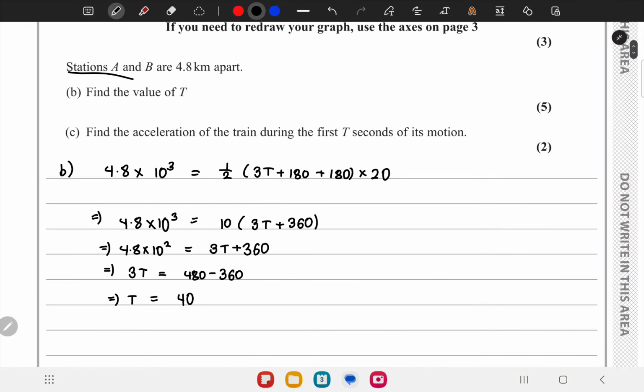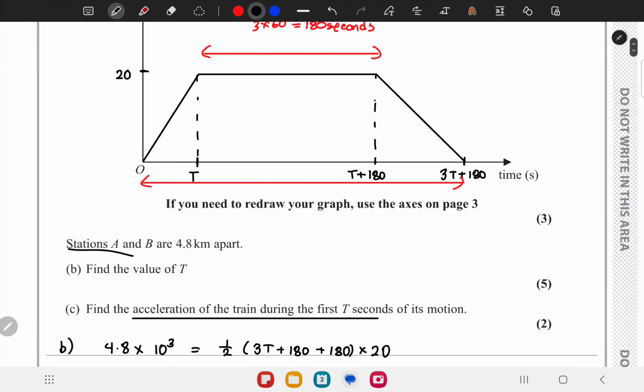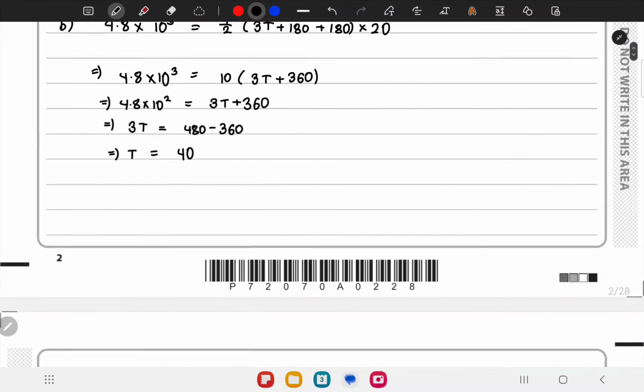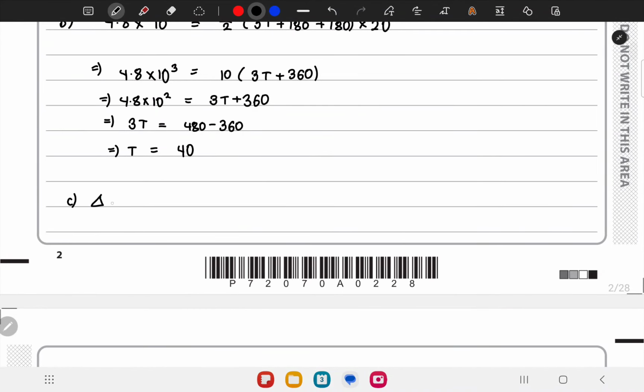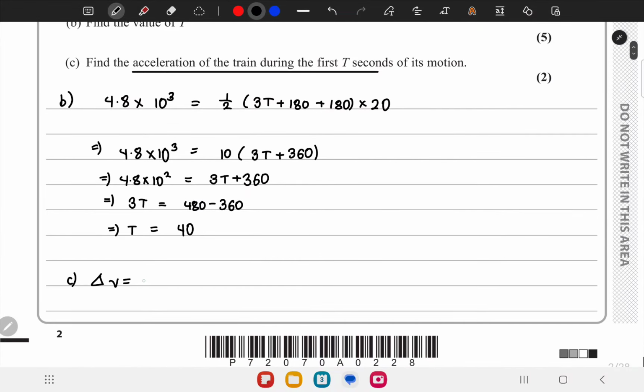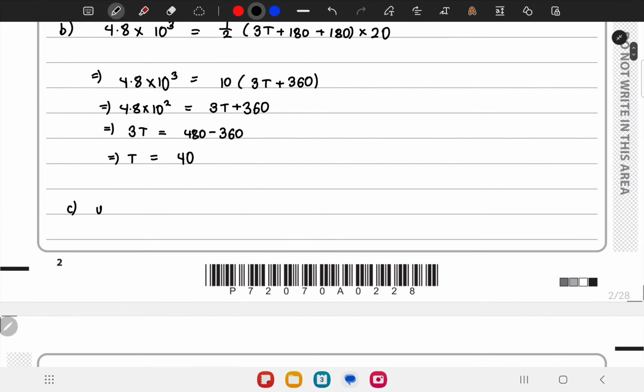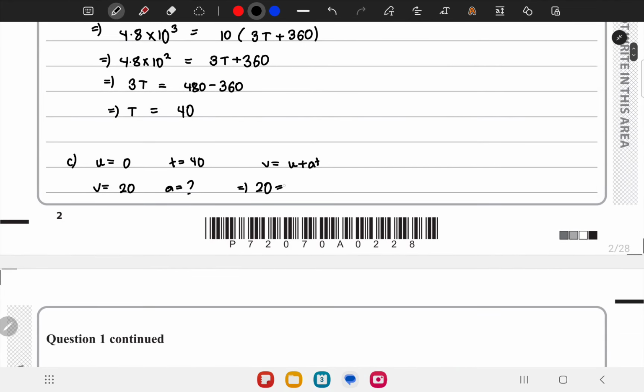So t is 40. Now we have to find the acceleration during the first t seconds. The initial speed is 0, the final speed is 20, the time is 40, and we have to find the acceleration. We can use v equals u plus at. So 20 equals 0 plus a times 40. The value of a would come out to be half a meter per second squared.